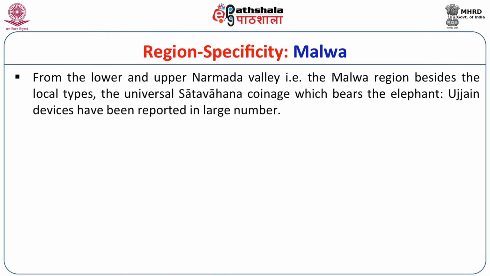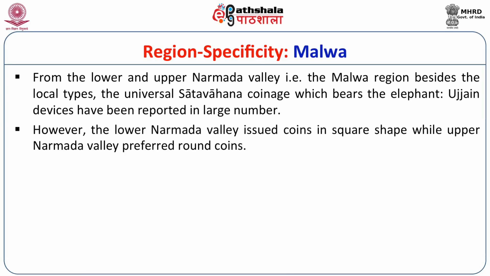From the lower and the upper Narmada valley, that is the Malwa region, besides the local types, the universal Satavahana coinage, which bears the elephant and Ujjain devices, has been reported in large number. However, the lower Narmada valley issued coins in square shape, while the upper Narmada valley preferred round shape coins.